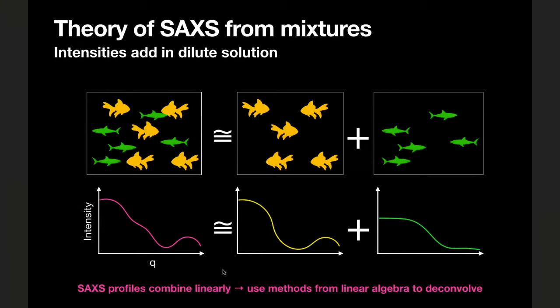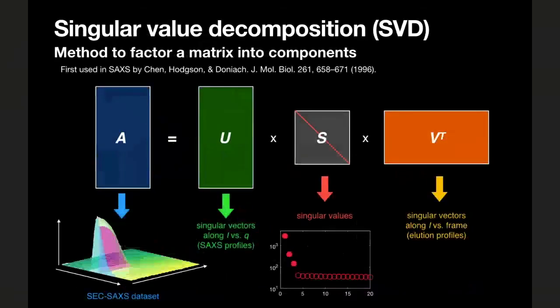Because these things are additive, we can use methods from linear algebra to deconvolve them. And the method that I'll talk about is SVD. This was first used for SAXS, I think in 96 or 95. Basically, what you do is you have a matrix A, which contains your data set. The SAXS profiles are arranged as columns in this matrix, and you can decompose it as the product of three matrices. These matrices are U, S, and V.